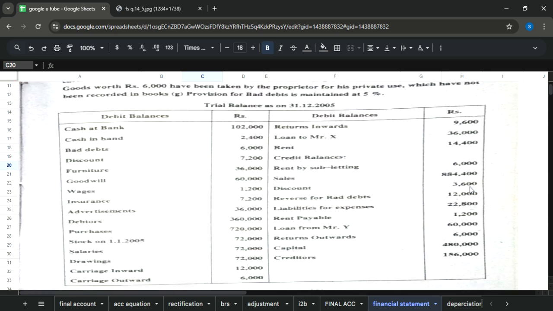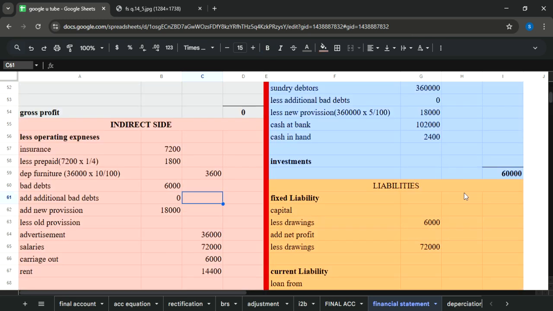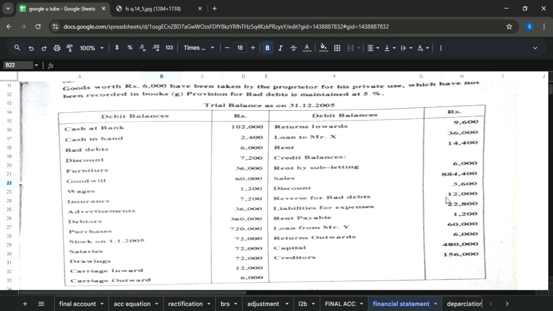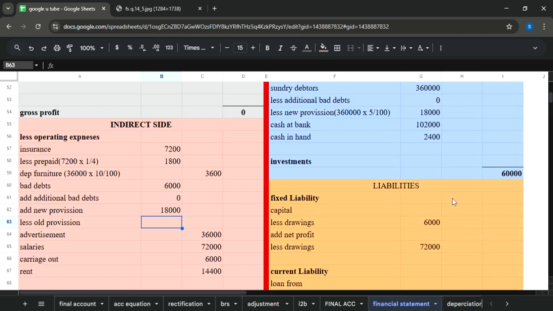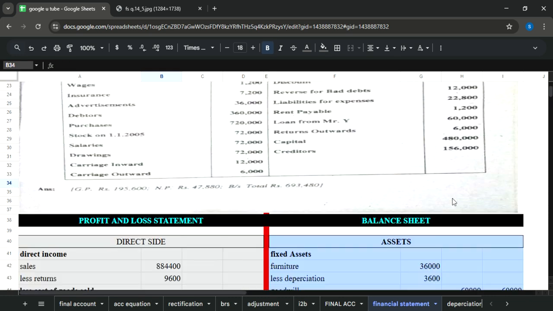Guys, after discount we have reserve for bad debts. As you know, this is part of bad debt adjustment. We have already mentioned this is the old provision. Provision, reserve, allowance, same thing. So reserve for bad debts is 12,000. So here you will write 12,000 of reserve in operating expenses.